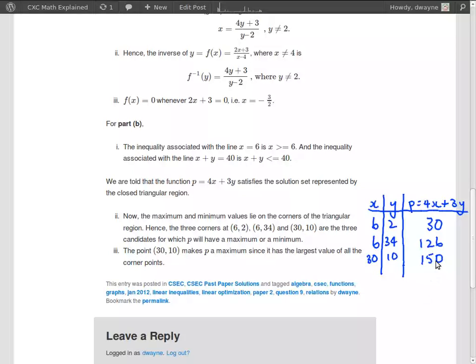So this point here, (30, 10), gives our optimization function the maximum value, and it's a vertex on the feasibility region. This here is the point that makes the optimization function have its maximum value. If we were asked for the minimum, then (6, 2) would be the point we look at. But we're asked for the maximum, so the maximum point is (30, 10). And that's it.